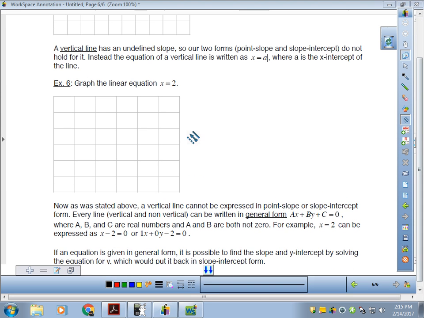So here in example 6, we're going to graph the linear equation x = 2. So I'm going to go to where x is 2, 1, 2, and I'm going to graph a vertical line going up and down. I'm sorry that's not a perfect line, but it'll have to do. So there is our vertical line for x = 2.